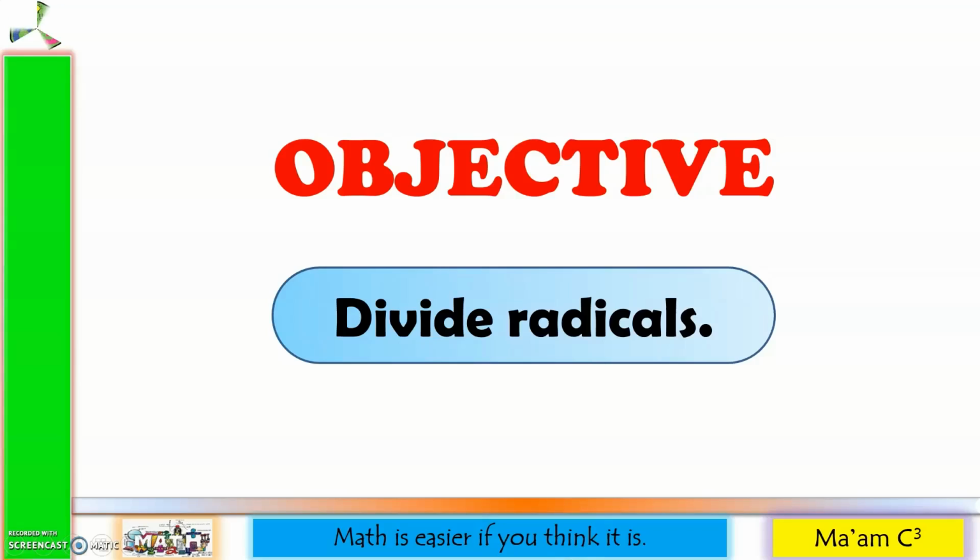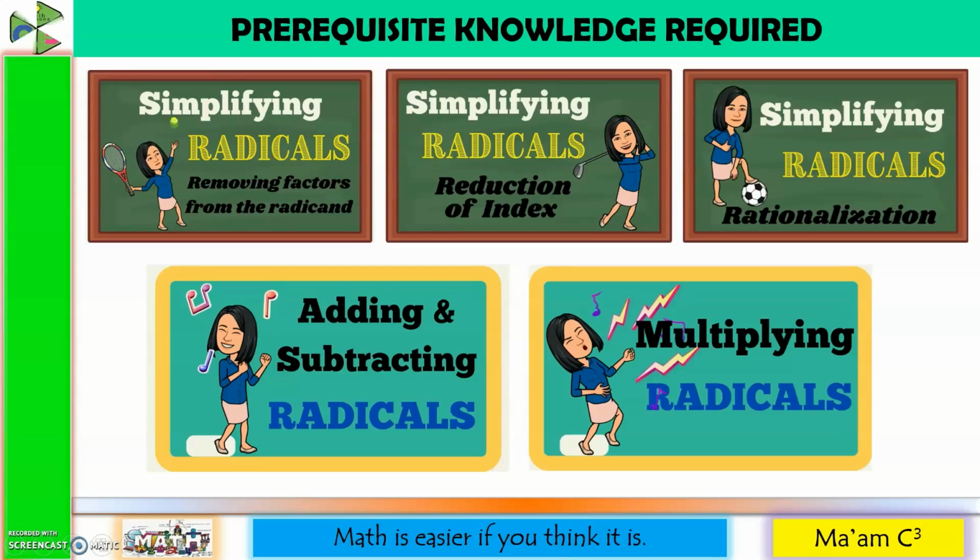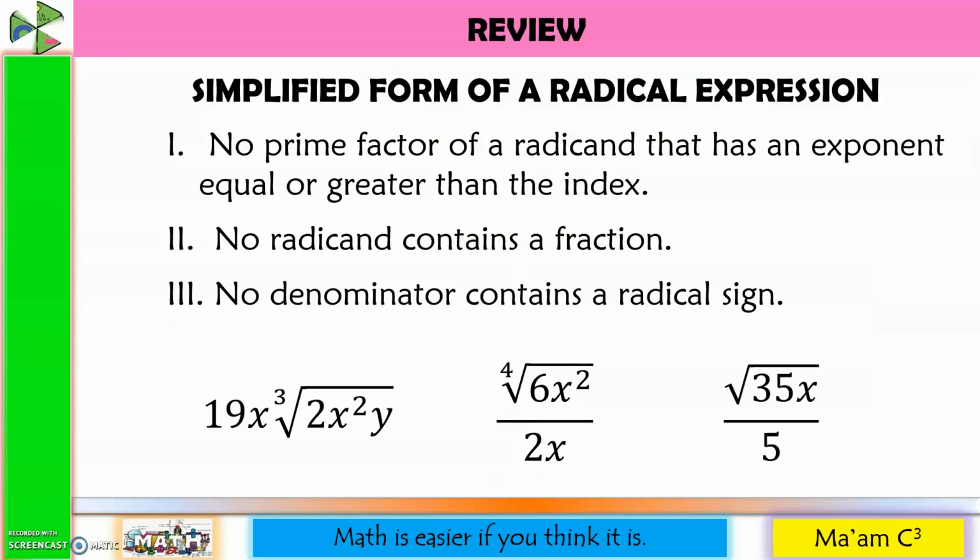Our objective in this lesson is to divide radicals. By this time, you are expected to know how to simplify radicals as well as to add, subtract, and multiply them. Remember the conditions for a radical to be in simplest form? Since this video is about dividing radicals, we are going to focus on number 3. No denominator contains a radical sign.